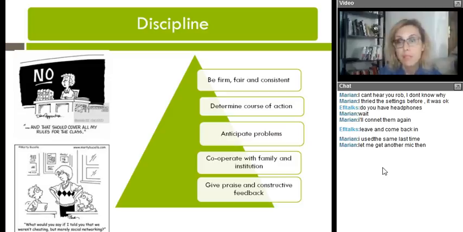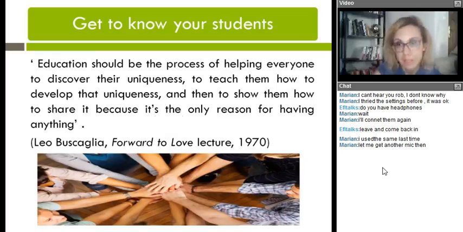Surely you must communicate with family and or legal guardians in the institution and let them know if there are any disruptive behaviors within the classroom and discuss it with them. And finally, you should hand out praise when it is deserved, and of course, you must give constructive feedback. This is not error correction, it is constructive, meaningful feedback so that students know what their strengths and weaknesses are and how they can become better.